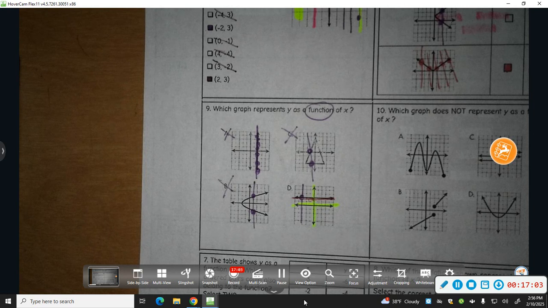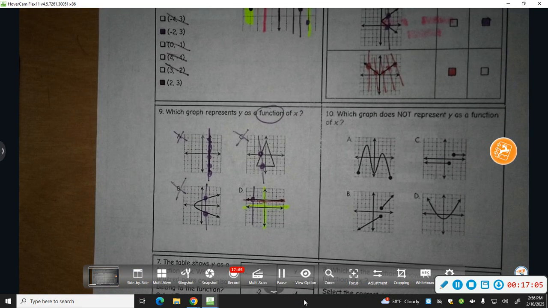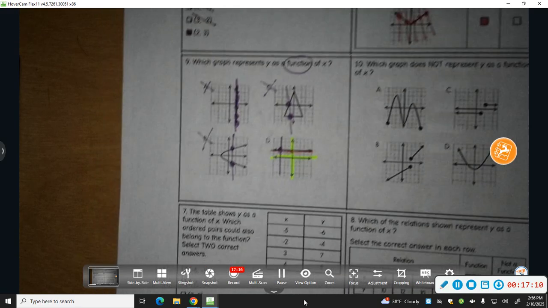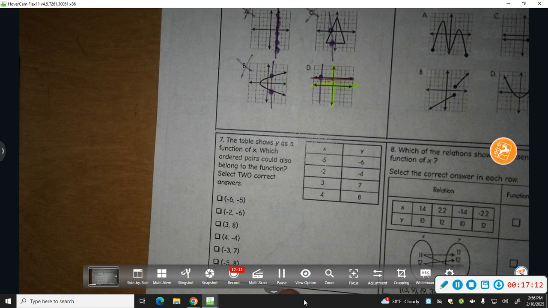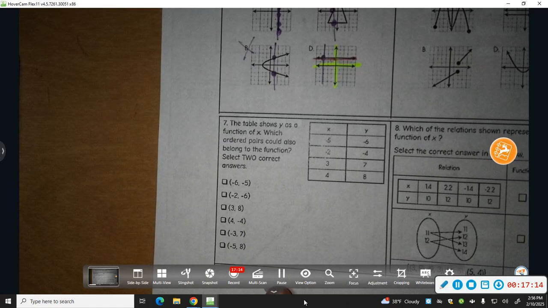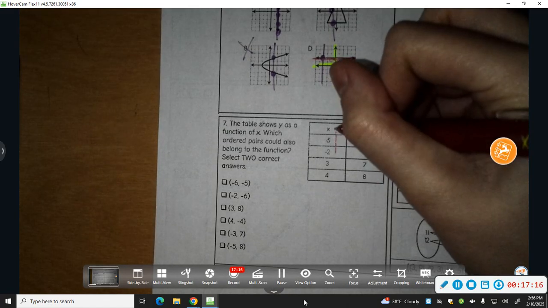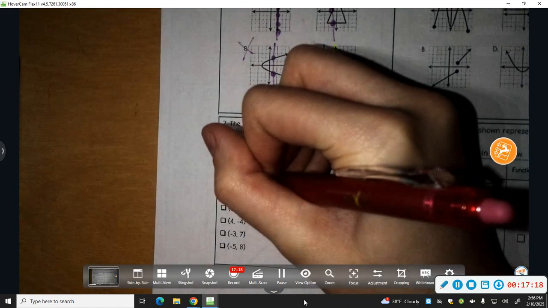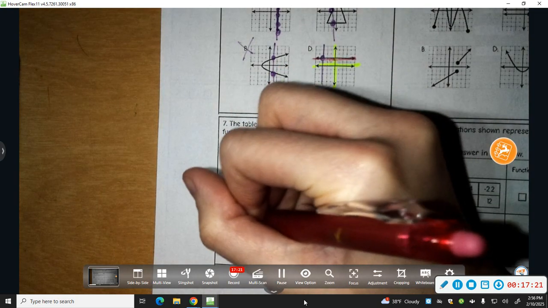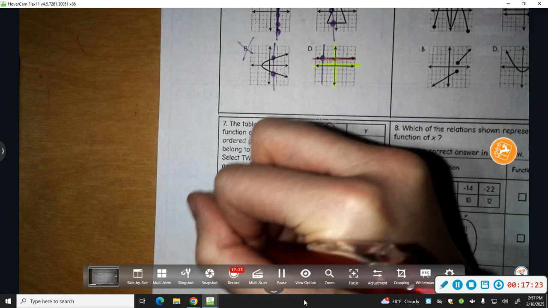I want you to try number 10 on your own. Okay, when you turn in my paper, I'm going to check to make sure you have it completed. Same thing with number 7, it's just like the one above that we did. You're going to check, make sure that none of your x values repeat. So looking at your x values and the answer choices, you should find 2 correct answer choices.